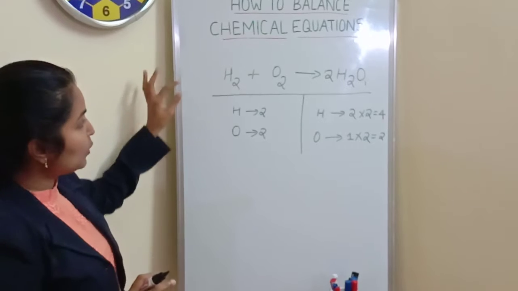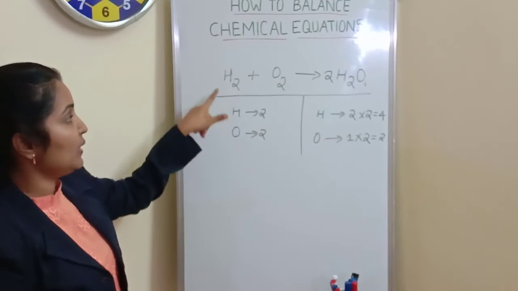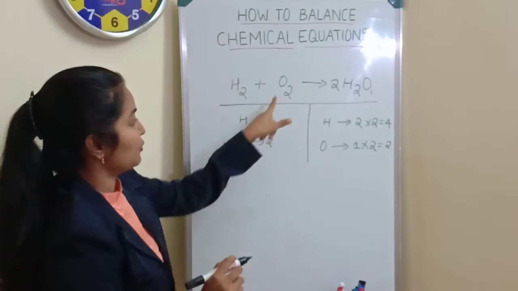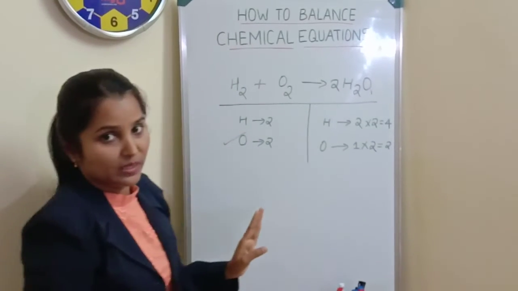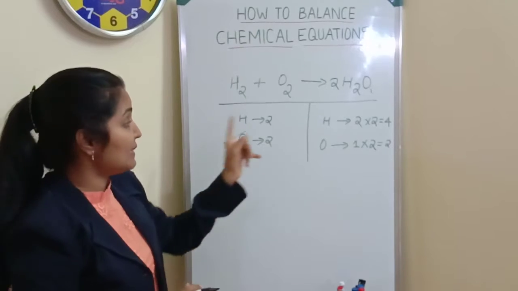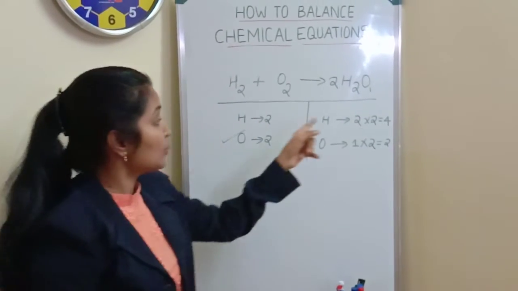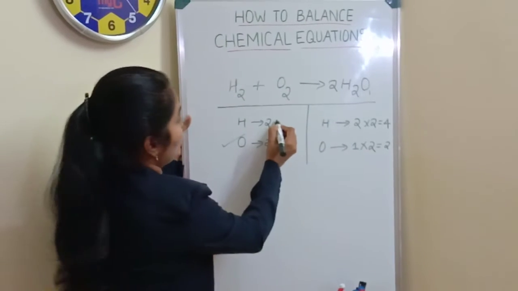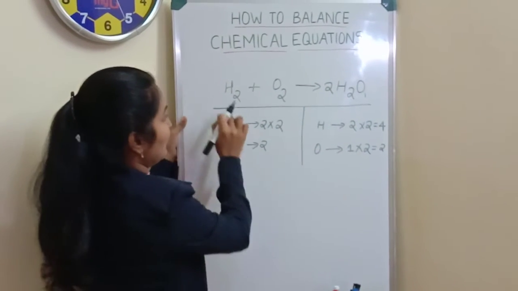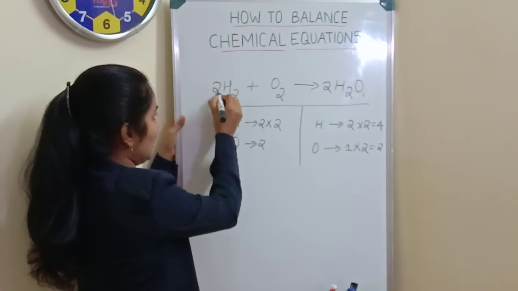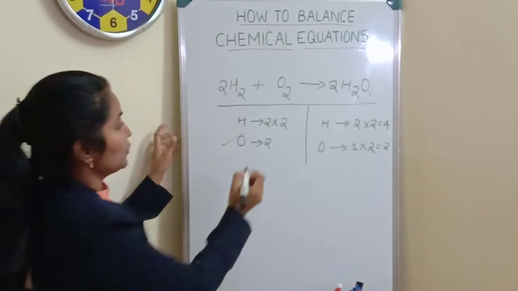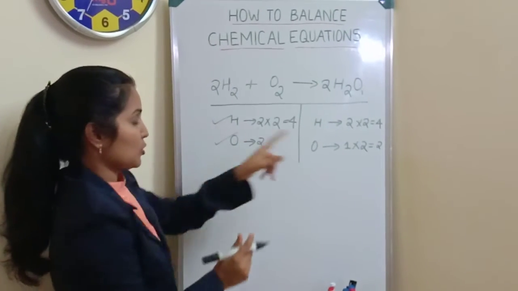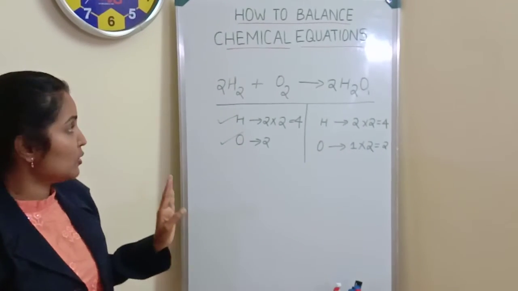Okay. Now here you see we have only 2 hydrogen here. Oxygen is okay, it is balanced. Here we have 2 oxygen, here also we have 2 oxygen. But we have only 2 hydrogen here in the reactant side, but we have 4 hydrogen in the product side. So I should make it also 4. So I'll change this coefficient value into 2. So 2 into 2, this also will become 4. So hydrogen is also balanced and oxygen is also balanced.